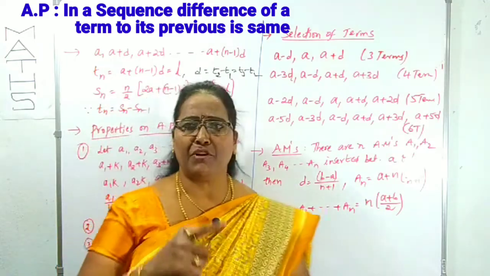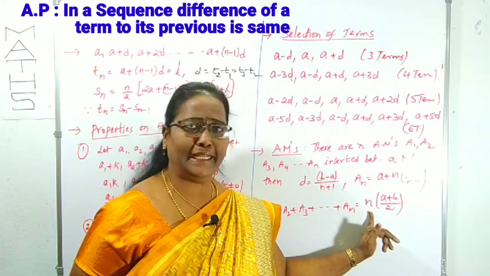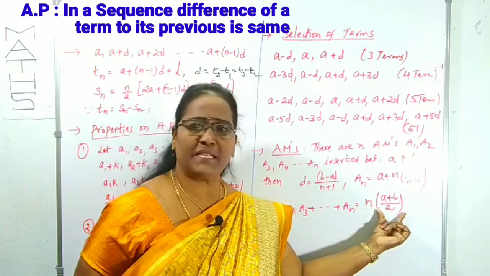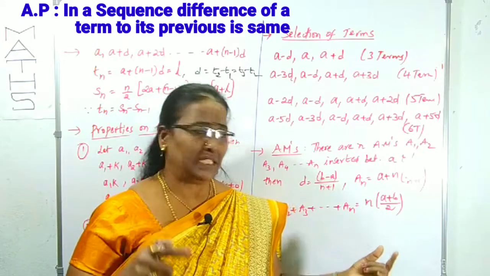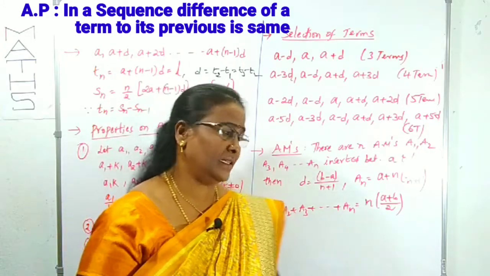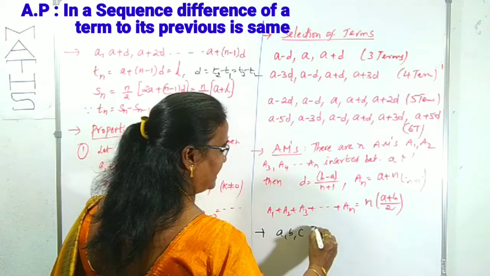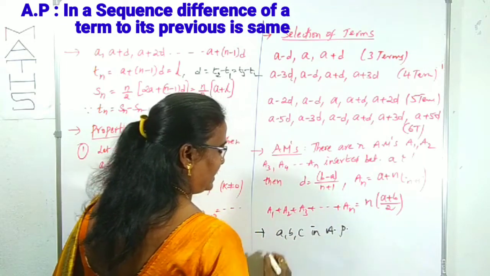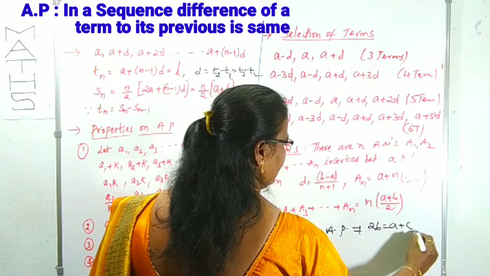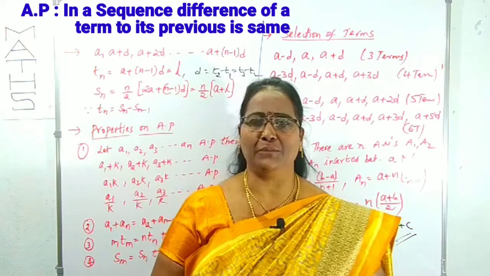And also we can observe the sum of all AMs, A1 plus A2 plus up to An, is n times (a plus b) by 2. This can easily be remembered. n times (a plus b) by 2 means what? The arithmetic mean of a and b. Like that we can remember. Is it clear? These are the basic rules. And also if there are three terms a, b, c in AP, the relation between them is 2b equals a plus c, right? That's it. These are the basic tips and tricks related to arithmetic progression.